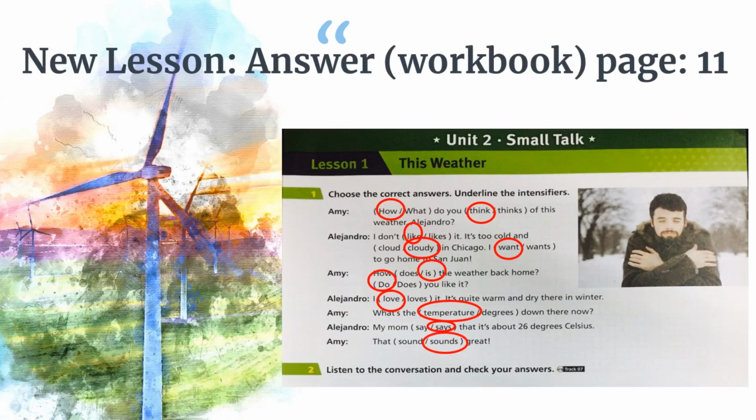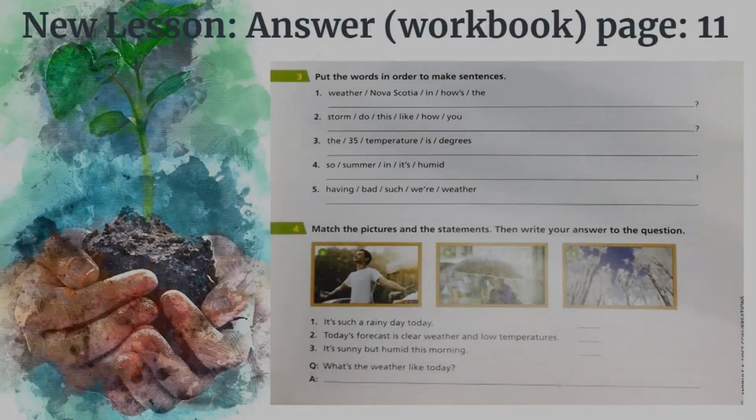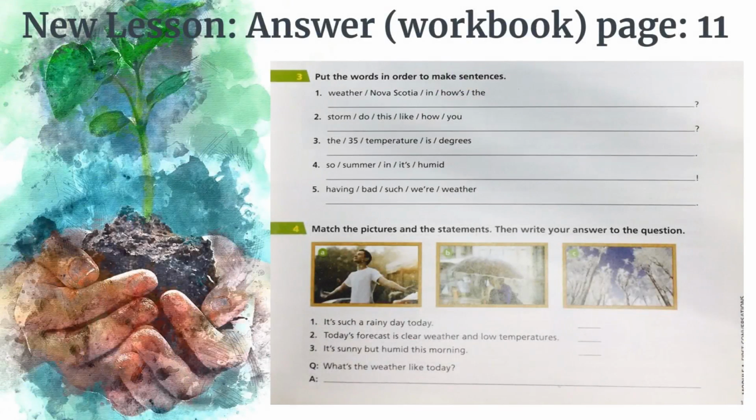That sounds great. So that is our answer for today's first lesson. Now, for our third and fourth lesson, you are going to finish this one, everyone, and send back your answers to your teacher's personal Telegram, okay? Number 3, put the words in order to make sentences. So you are going to arrange each sentence to the correct one, okay? Then for our fourth, match the pictures and statements. Then write your answer to the questions.